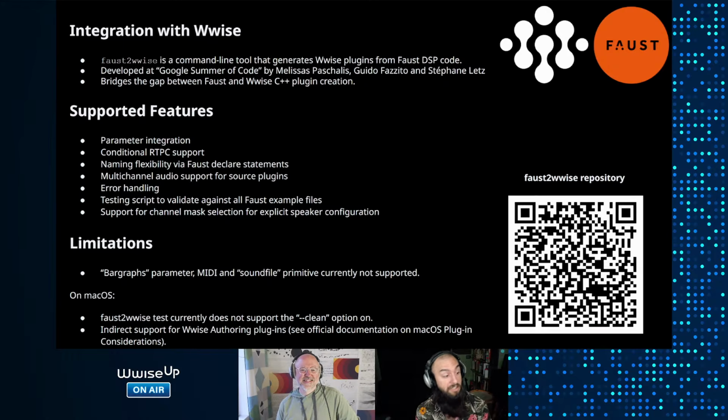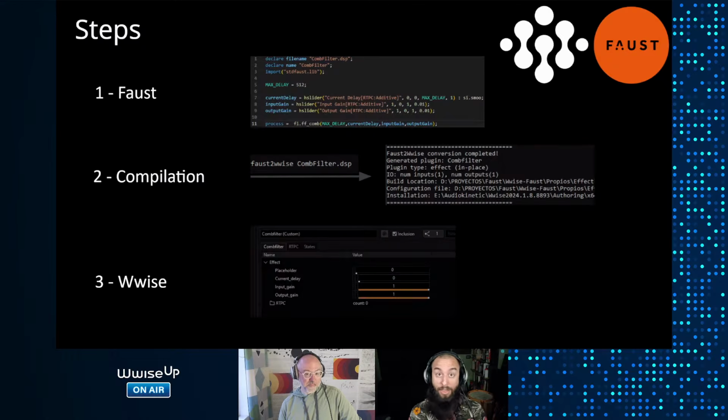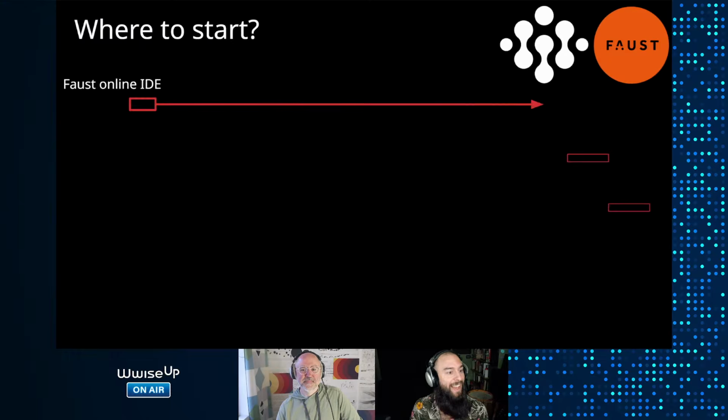It comes with a lot of features. There are some limitations, but mostly everything that's available in Faust, you can use in Wwise. There's only a special mention for people on macOS: check the official documentation on Wwise authoring plugins, because there are some considerations. There are three simple steps. You code the plugin in Faust, then you compile it, and then the third step is you enjoy the fruits of the compiler, the plugin deployed in Wwise automatically, just there for you to use.